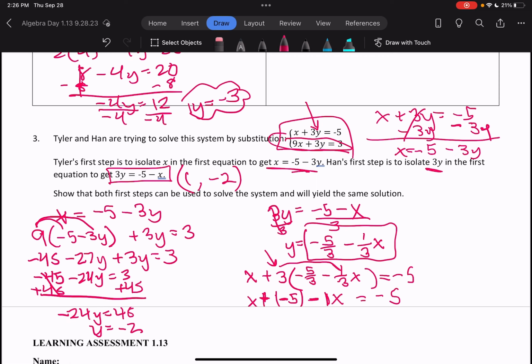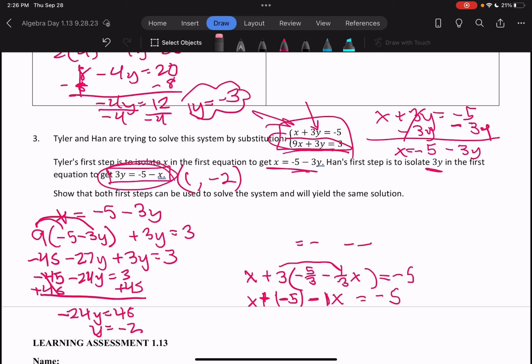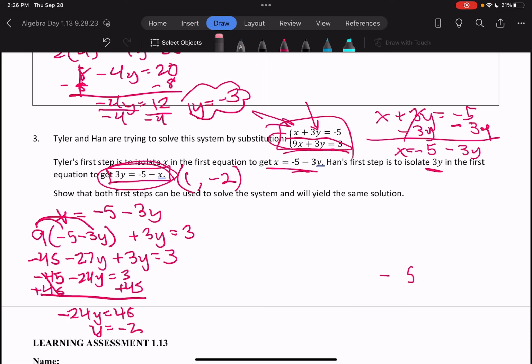Okay. So in Han's situation, I'm sorry, this is my bad. He solved from this equation, not from the second. So I needed to plug it into the second equation. This is why we have to be careful with this. That's why looking at other people's work can sometimes be a little tricky. So, see? Here we go. Roll it back. All right. So Han isolated the 3y here. So that was my bad.